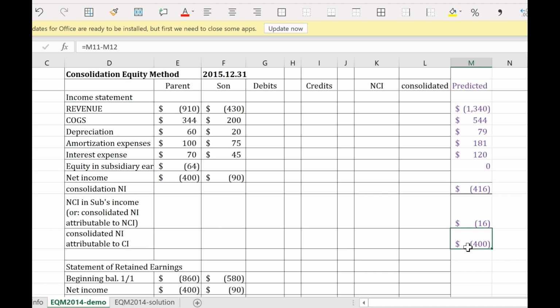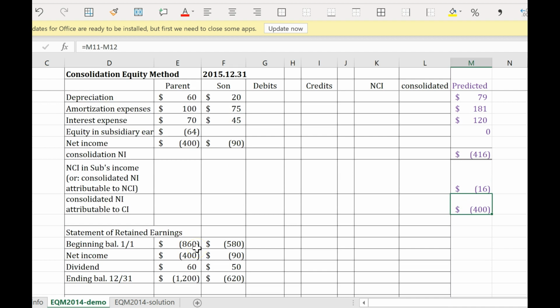Now you can see this net income attributable to CI equals the net income that the parent reports. That's consistent with what we talked about in our previous chapters. The consolidated net income equals the parent's reported net income. Here the consolidated net income attributable to CI would be equal to the parent's reported net income.